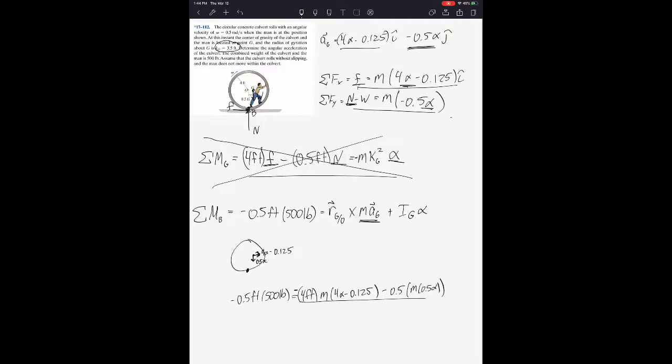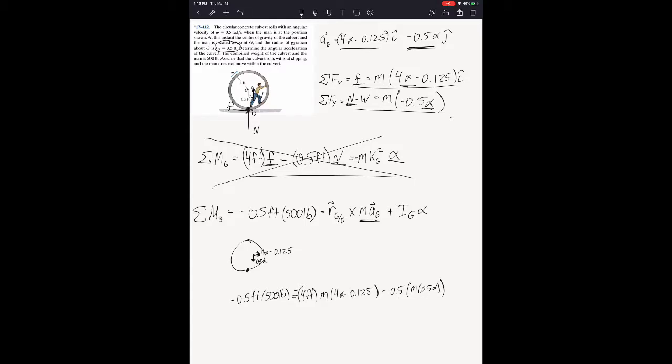This is R cross MAG. It's the moment of force created by the acceleration. And I just took the acceleration, broke it into its x and y components, treated it like it was a force, and found the moment. Remember, you're finding the moment of MAG, not just AG. So that's why I multiplied by the mass here. And, there it is. I thought I forgot for a moment.